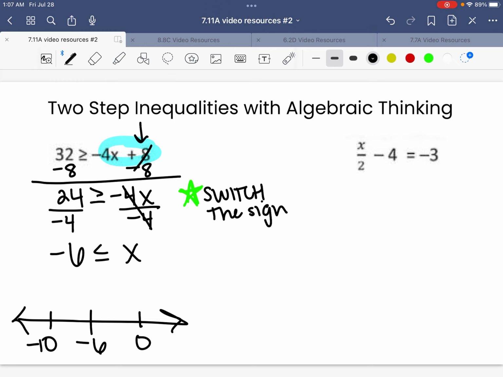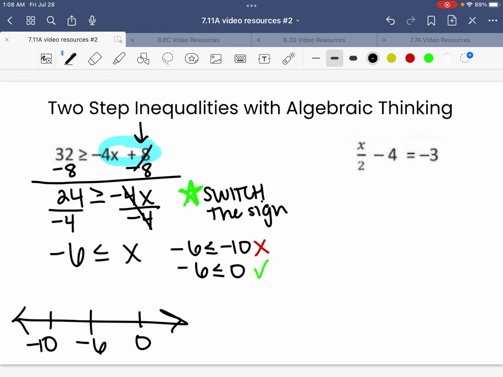So I'm going to take both of these numbers, negative 10 and 0, and see which one makes the inequality true. Is negative 6 less than or equal to negative 10? I know that that is not true because negative 10 is actually a lesser value. So then I'll take a look at 0. Is negative 6 less than or equal to 0? I know that that is true.